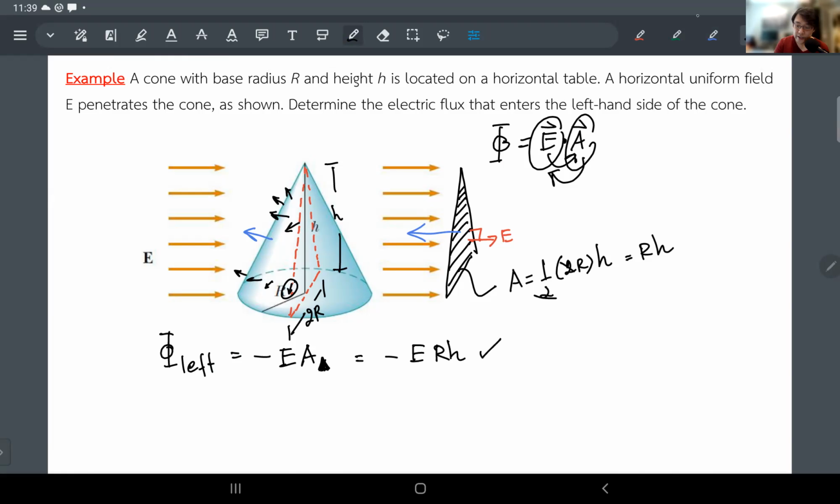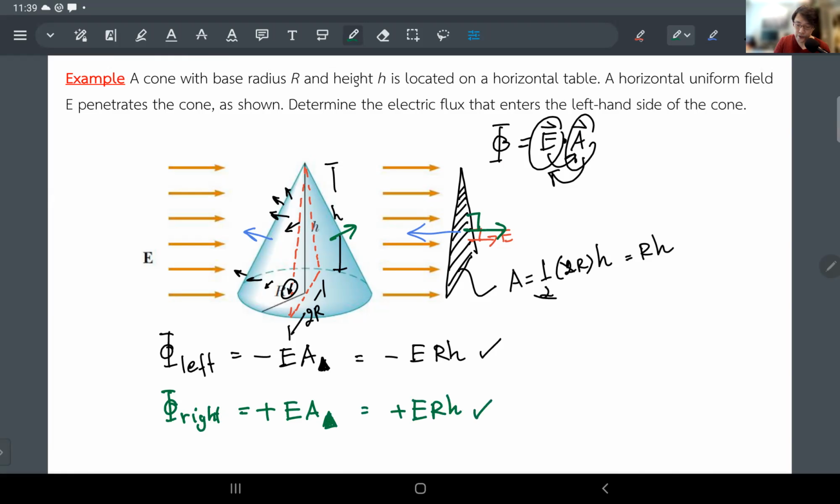And if you are interested in what about the flux on the right-hand side of the cone? Of course, it's just going to be the same shadow, but you only take the component that is on the right side. That means it's the component that points in the same direction as E. So the flux on the right will be positive E times the area of that triangle. And that is positive ERH.